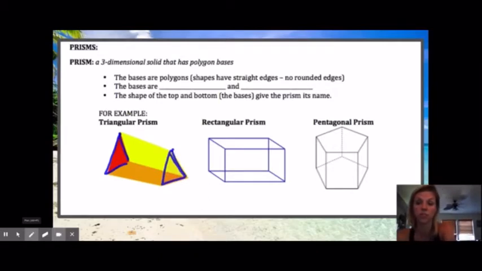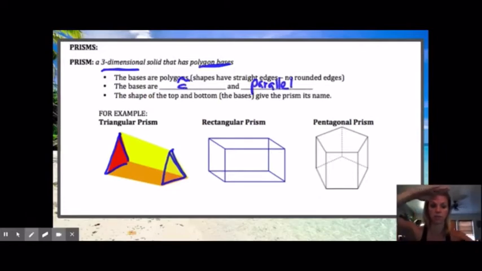So a prism is a 3-dimensional solid that has polygon bases. So it's not circular, so not a cylinder, right? So the bases are going to be both congruent and parallel to each other. So if it's a prism, it's got a top and a bottom that are congruent and parallel.